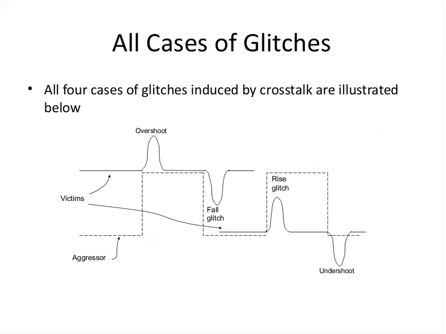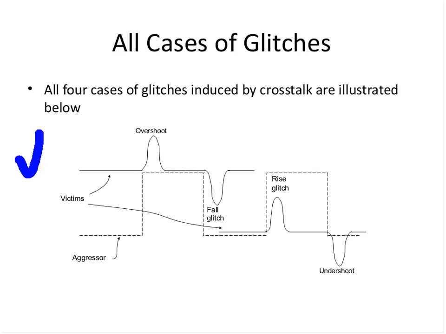So this figure will tell everything. If the victim is maintained high and the aggressor rises, there will be an overshoot glitch. This value is VDD, and this overshoot glitch takes it beyond VDD. If the victim is falling, it might take the aggressor down with it, and this will be a fall glitch. A fall glitch is when the victim is 1 and the noise causes it to fall below 1, or below VDD.